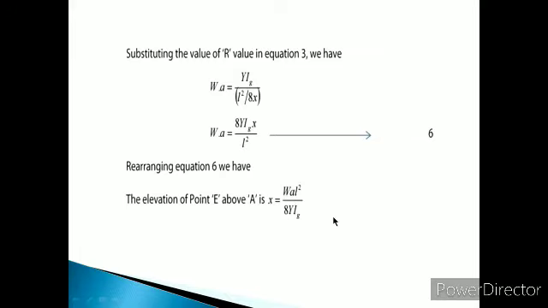This is our required answer. This is the elevation of the beam. Once again, the elevation of the beam is x is equal to W a L square divided by 8 YIg. W is the load applied, a is the distance, L is the length of the beam, Y is the Young's modulus, and I is the moment of inertia of the beam.